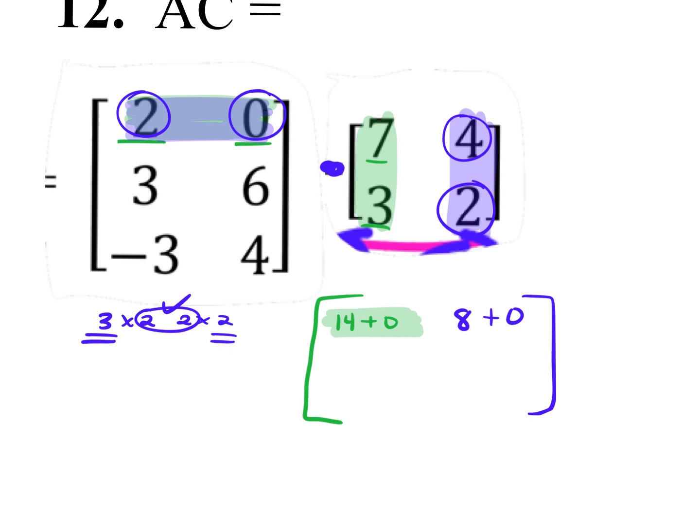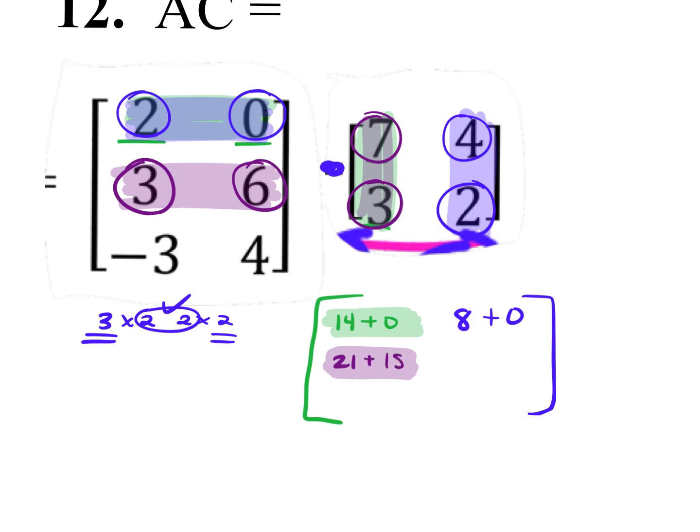Okay, then on to the next one. So now we're going to go second row, first column. So second row, first column will go right here. And we do 3 times 7, so that's 21. And 6 times 3 is 18. So that's that one. And then we do second row, second column. We'll go right here. So that's going to be 3 times 4 plus 6 times 2, like that.